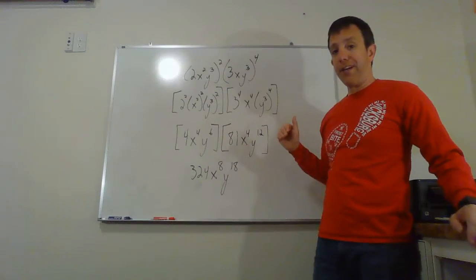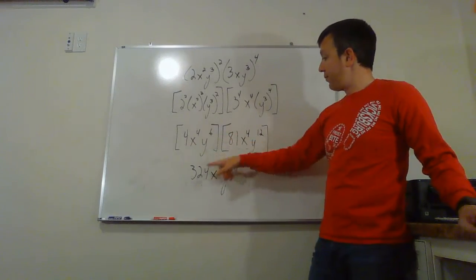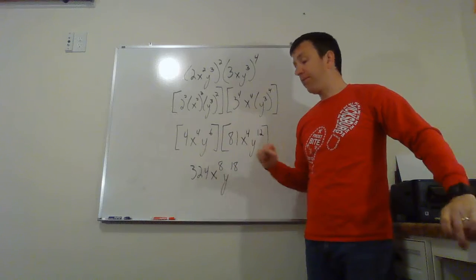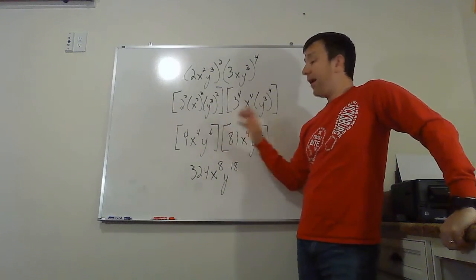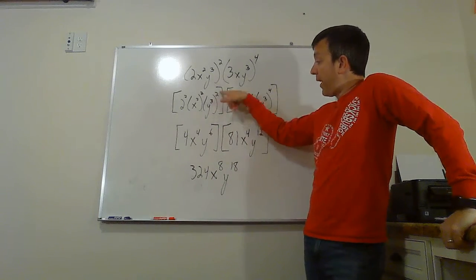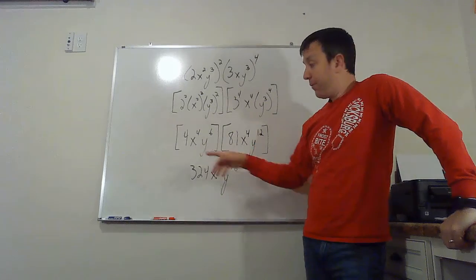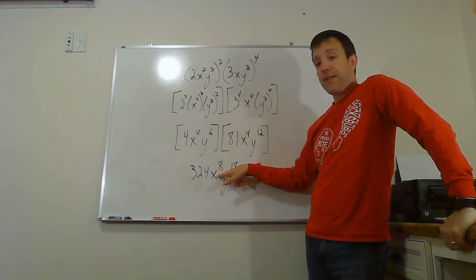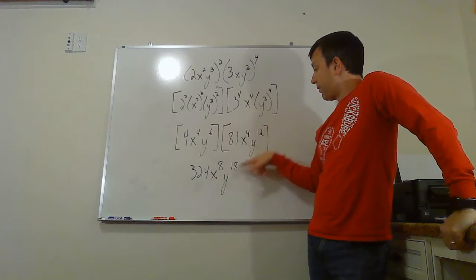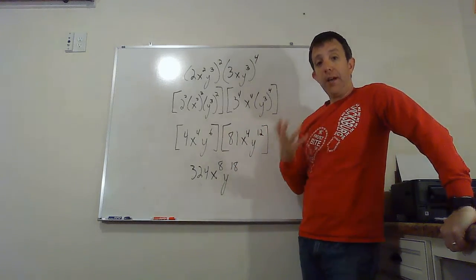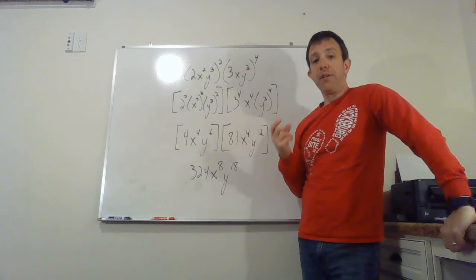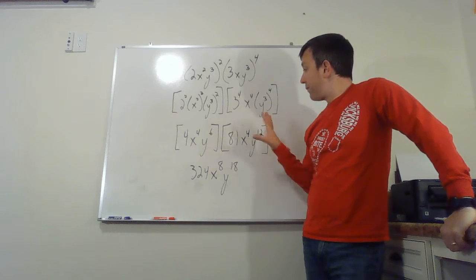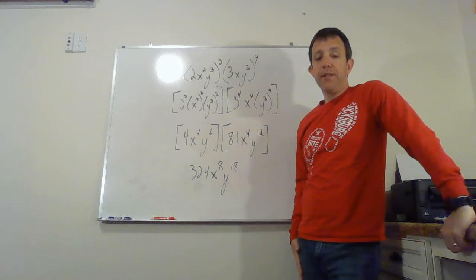Finally, now I'm multiplying. So 4 times 81, that's just regular multiplication, gives me 324. Now, remember, power to a power, we multiply. But when we're multiplying, we're going to add those exponents. So 4 plus 4 gives me x to the 8th, and 6 plus 12 gives me y to the 18th. There you go. That's a big, messy example. Hopefully follow that. Go back, watch it again if you need to.